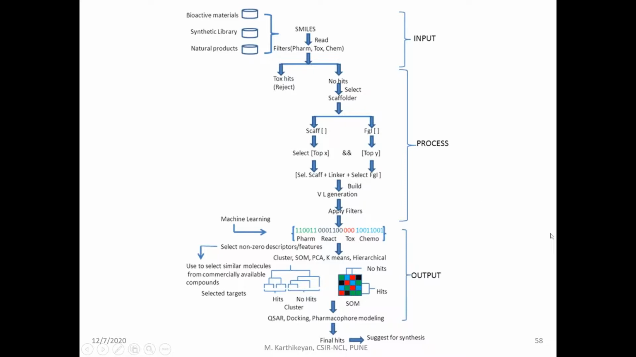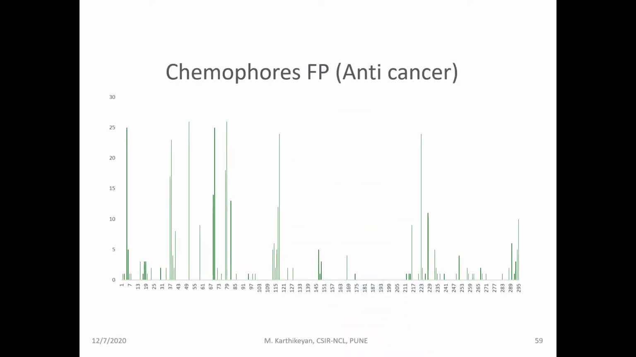Then it goes through a second level of QSIR studies, where you can build the mathematical model and predict the anti-cancer activity with respect to a specific cancer type. Say, for example, breast cancer, colon cancer, etc. So we need to build the mathematical model specifically for each type of cancer. Okay, so what is chemophores?